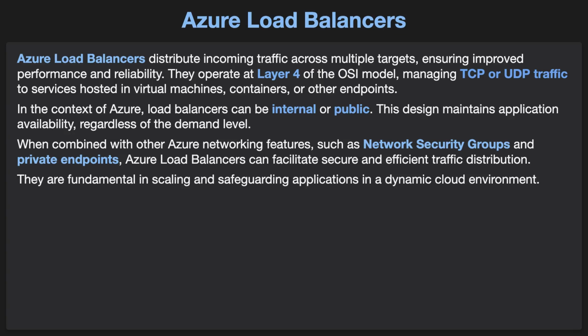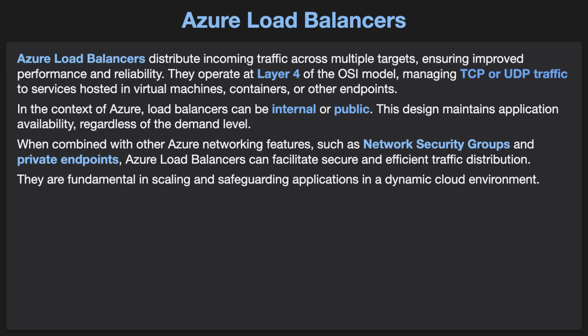Azure load balancers distribute incoming traffic across multiple targets, ensuring improved performance and reliability. They operate at layer 4 of the OSI model, managing TCP or UDP traffic to services hosted in virtual machines, containers, or other endpoints. In the context of Azure, load balancers can be internal or public. This design maintains application availability, regardless of the demand level.